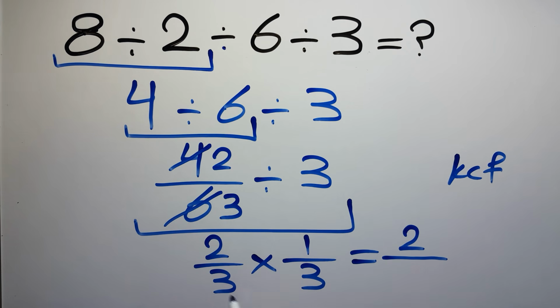So 2 over 3 times 3, which equals 9. So 2 over 9. And this is our final answer to this problem.